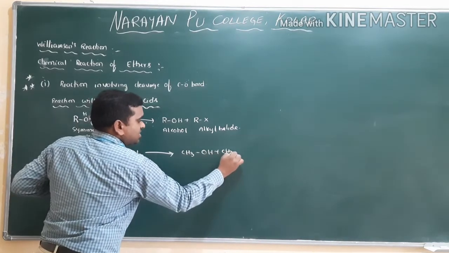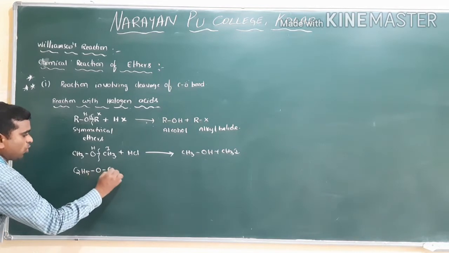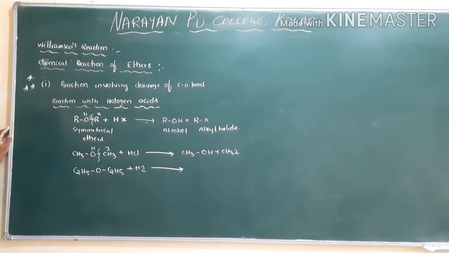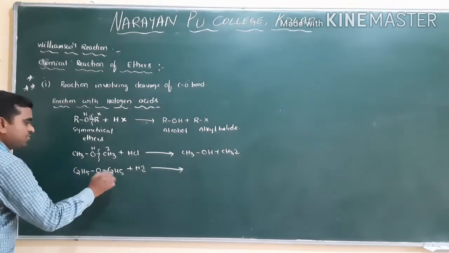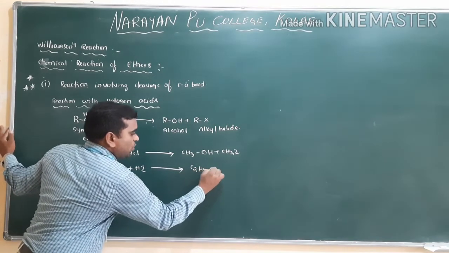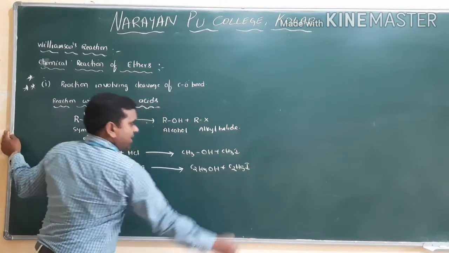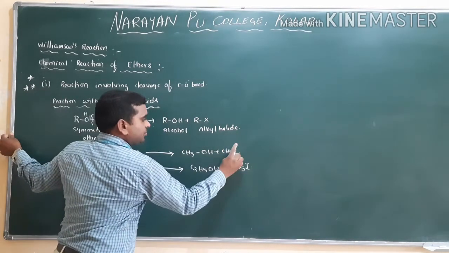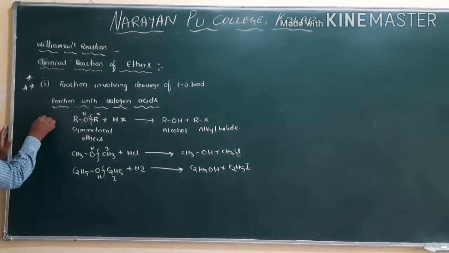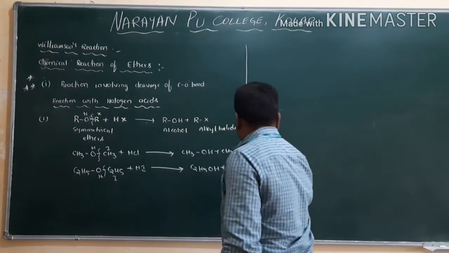CH3OH plus CH3I. Suppose I take C2H5 O C2H5 plus HI. HI is more reactive, so it is preferable, and H and here I. Then what will you get? C2H5OH plus C2H5I. Yes, here. And now this is the first one, and the second one is the same with the symmetrical ether.